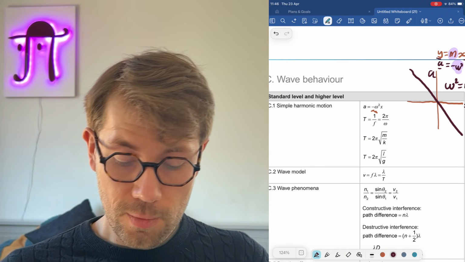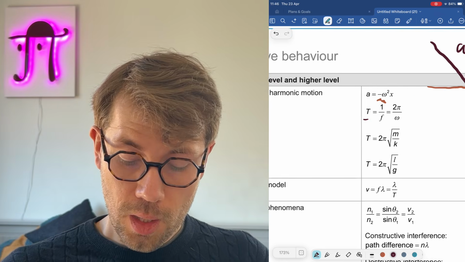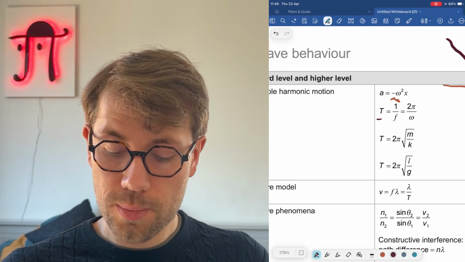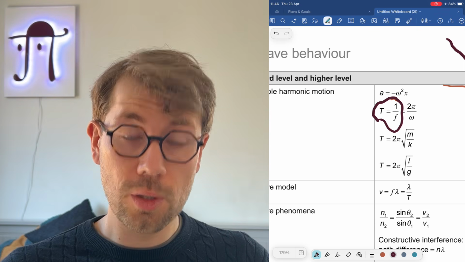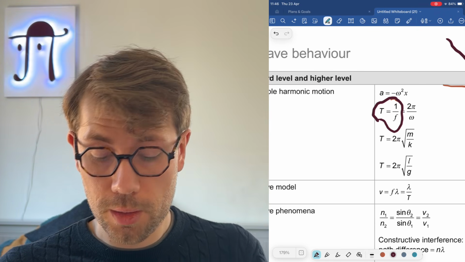So then we've got time period. And this is a very useful one for time period. This relationship between time period and frequency also works for waves. That's quite handy.